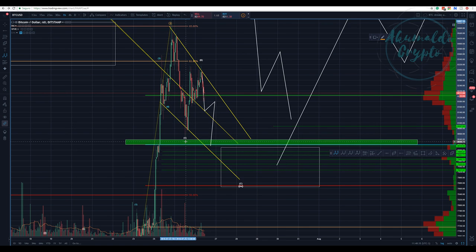A, B, C, D, E. E would need to break, okay? If we have an E, we don't need to break this 8K psychological and important resistance, okay? Which I think we are not going to break this 8K. But I have given this points here, this buy indications here, this line here, as a point to ladder your buys.